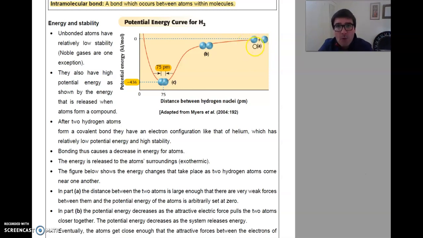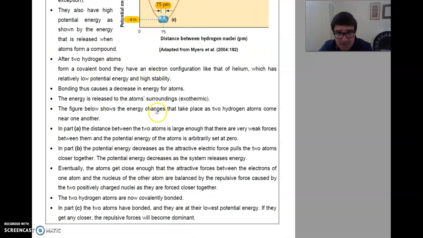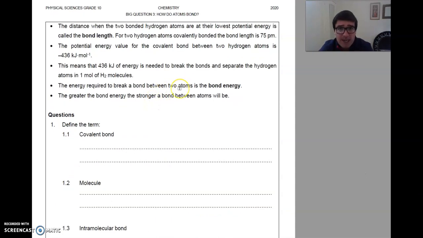So to get to that point, what do I need to do? I need to put in the energy that will take me up this hill. And that amount of energy is 436 kilojoules per mole. So the bond energy, the energy that's required to break this bond between the hydrogen atoms, is 436 kilojoules per mole. Okay, so the rest of this discussion we have discussed before, and you can work through that.